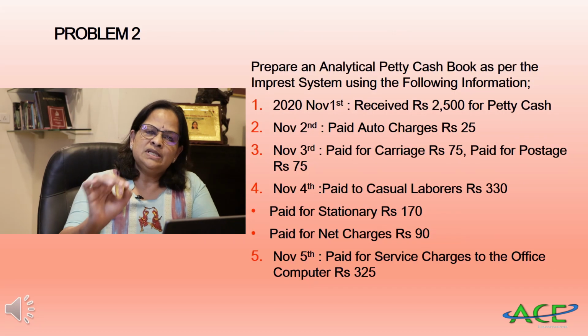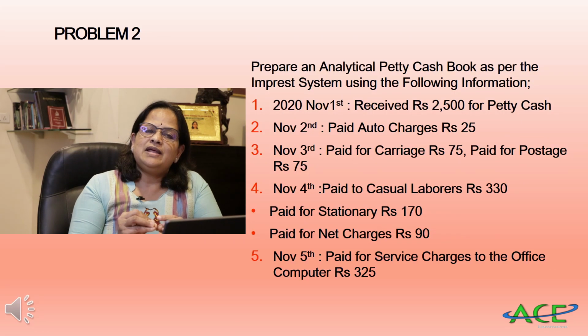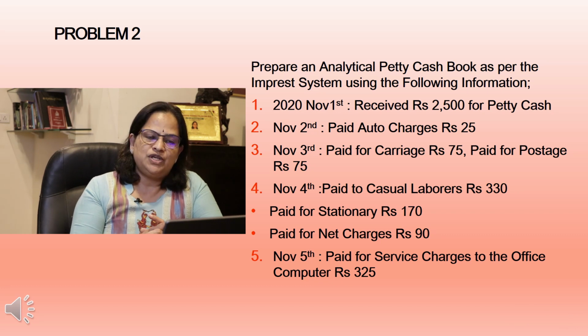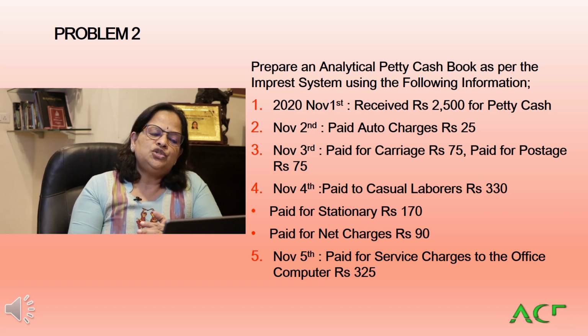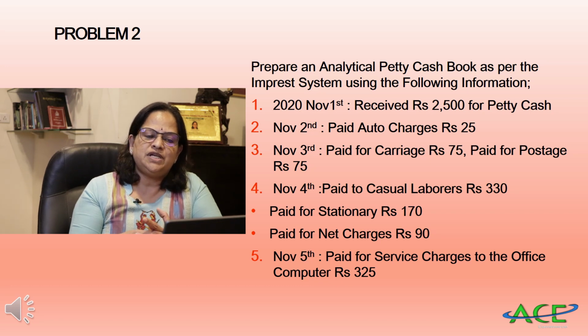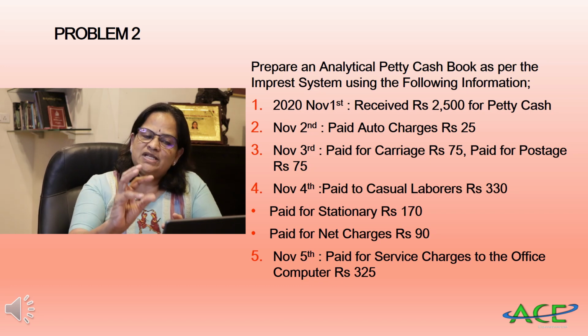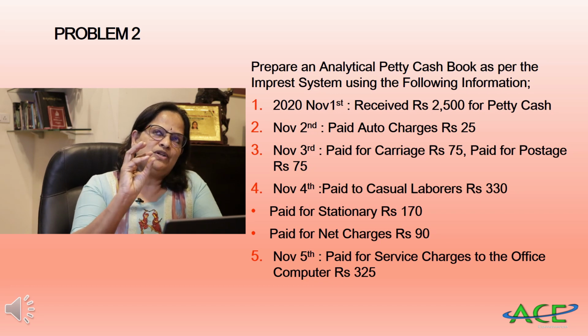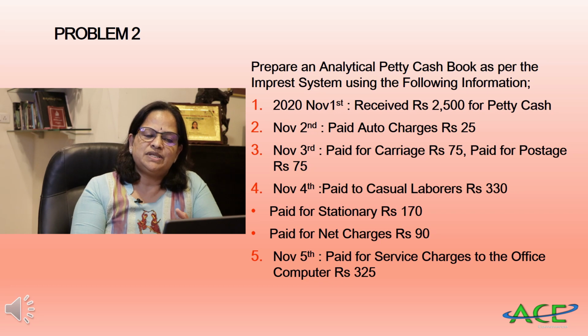Now the last problem is: prepare an analytical petty cash book as per the Imprest system using the following information. On 2020 November 1st, received rupees 2,500 for petty cash. So that is the opening balance. In the first problem what we did, 1,000 was the Imprest cash. Here 2,500 is the Imprest cash.